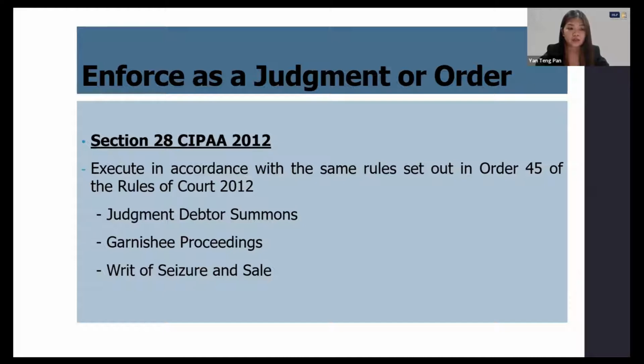Once an order to enforce is obtained, Section 28, Sub 3 of CIPAA provides that the order may be executed in accordance with the same rules on execution of the orders of judgment of the High Court set out in Order 45 of the Rules of Court. For instance, we can file a judgment debtor summons, a garnishee proceedings, or a writ of seizure and sale.